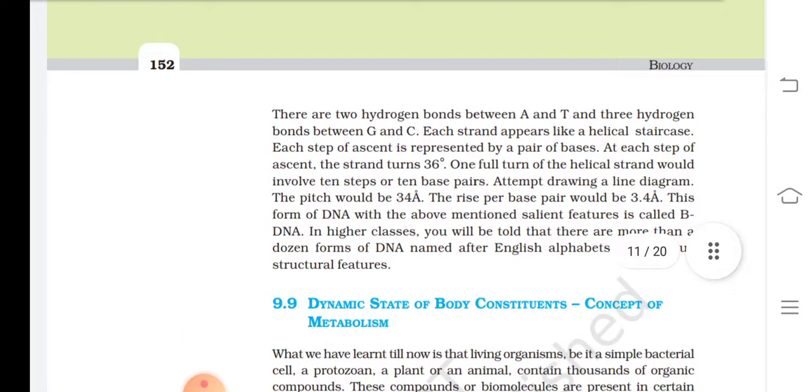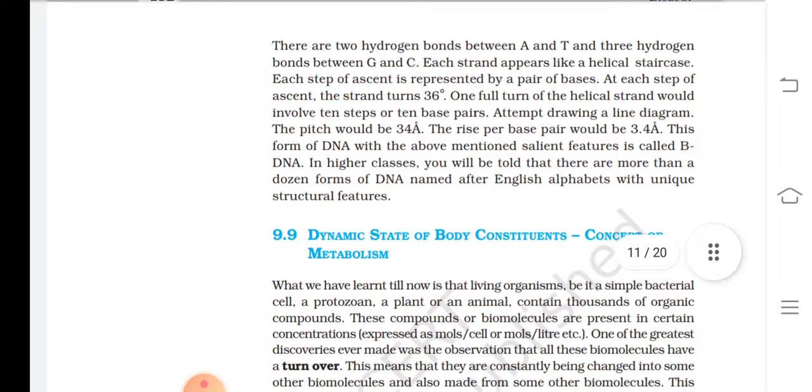There are 2 hydrogen bonds between A and T, and 3 hydrogen bonds between G and C. Each strand appears like a helical staircase. Each step of ascent is represented by a pair of bases. At each step of the ascent, the strand turns 36 degrees. One full turn of the helical strand would involve 10 steps or 10 base pairs.